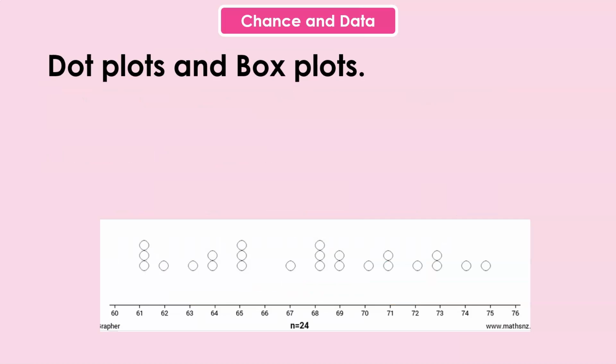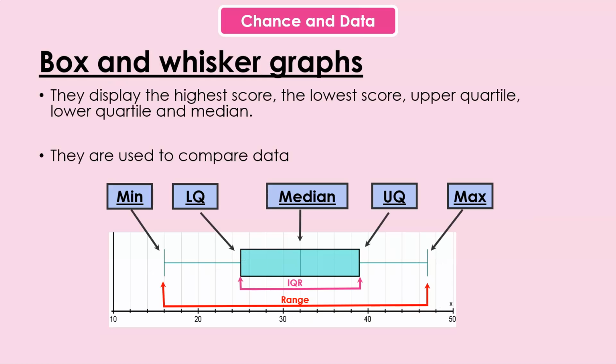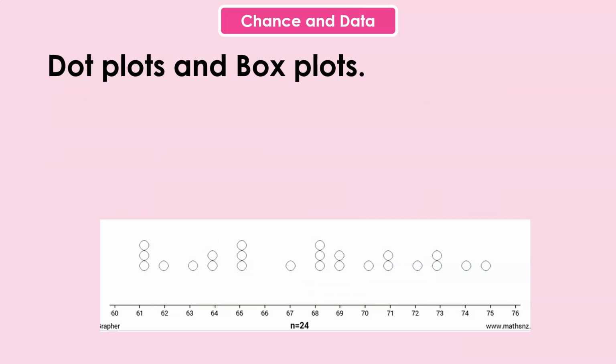How do they relate to dot plots? Together with dot plots, they're a really good way of showing two different things. So our box and whisker graphs, or our box plots, can show the spread really well, but what we don't get an idea of is what the distribution looks like. So you can see here we've got a dot plot with 24 data points. We can use that to produce our box plot.